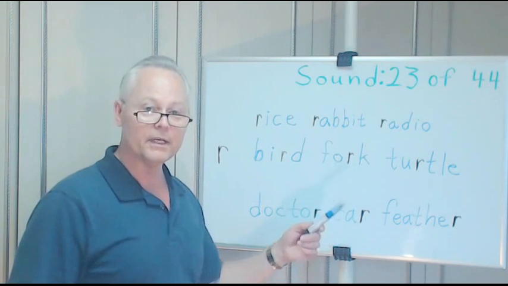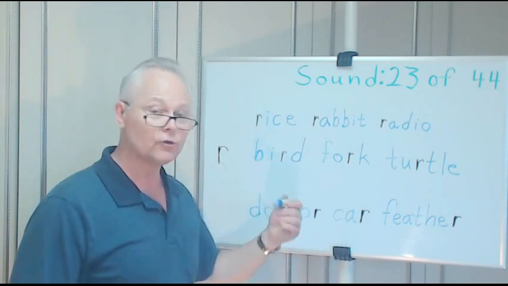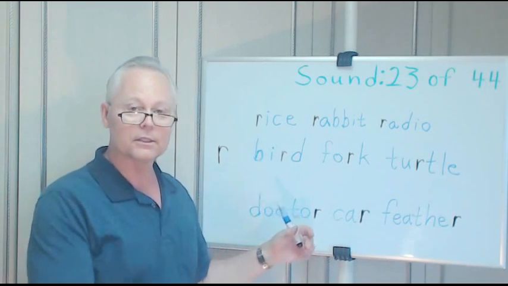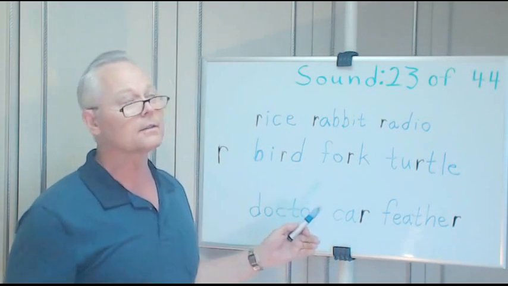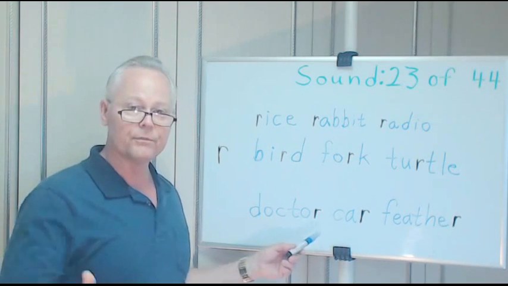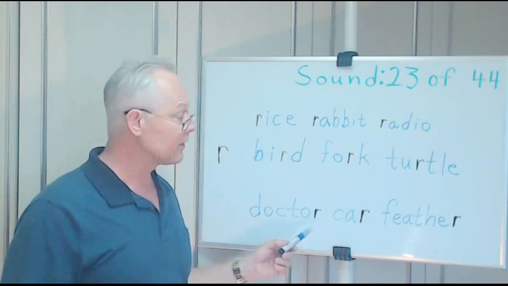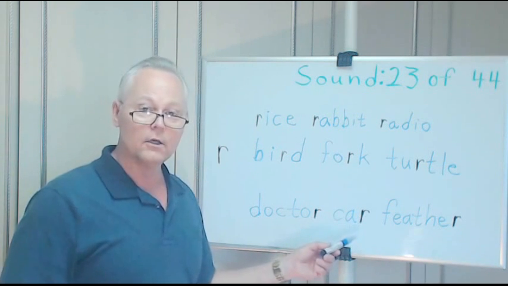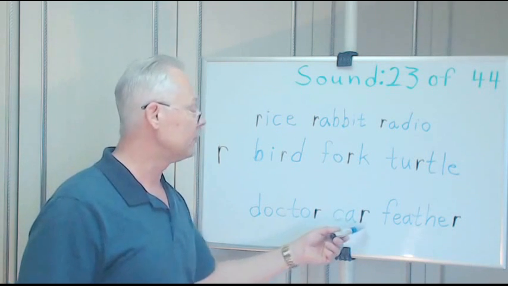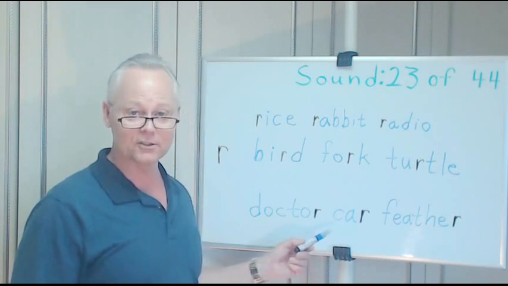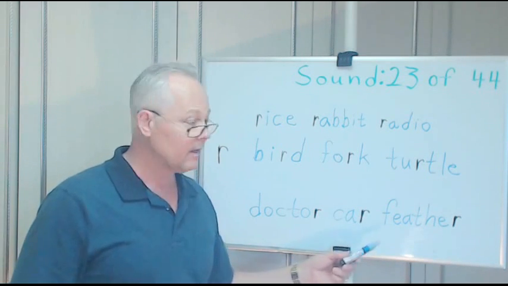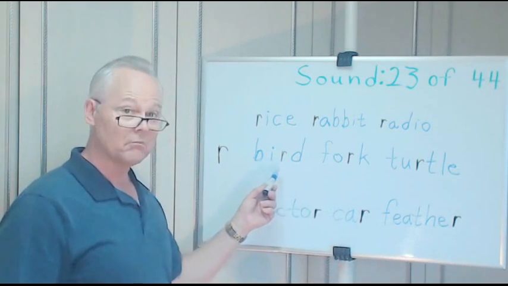A fork. Many people use a fork to eat. A turtle. Little round turtles in the ocean or a lake swimming around, sunbathing. They have a hard shell. A doctor. If you get sick, you may have to go see a doctor. A car. Do you have a nice car? Do you like driving to work in the morning? Do you drive your car someplace on the weekends just to relax? A feather. Where do we usually find feathers? On birds.